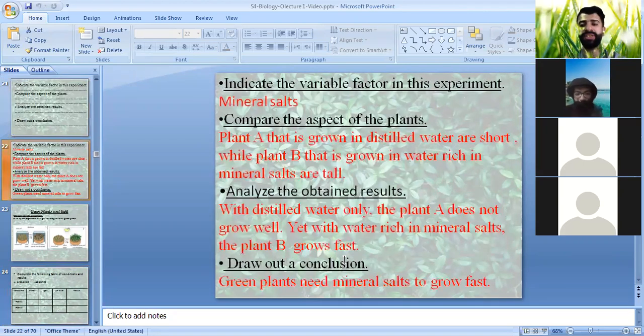Plant A, grown in distilled water, is short, while the plant grown in water rich in mineral salts is tall. How can we analyze the obtained results? With distilled water only, plant A doesn't grow well. Yet with water rich in mineral salts, plant B grows fast. So the second conclusion here is that green plants need mineral salts to grow fast. Here is the second conclusion for our lesson.